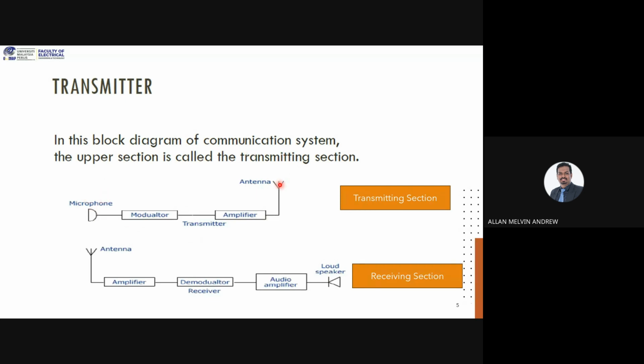Then once you send the information, you'll have a receiving antenna. The receiving antenna will receive the information from the transmitting section. It will amplify, demodulate, and it will further audio amplify so that you can hear through your loudspeaker. So this will be your receiving section. So it will have two sections which will be responsible for the communication to happen.